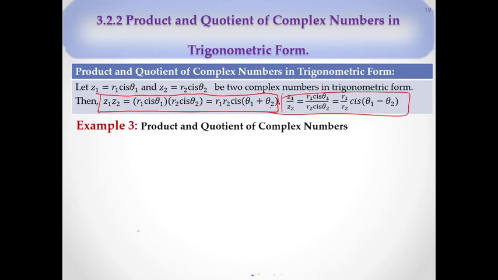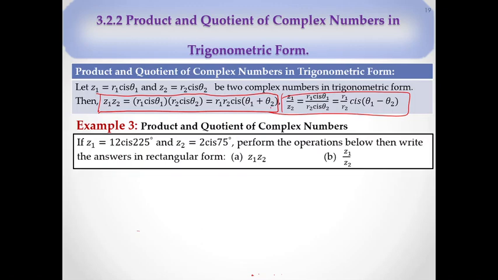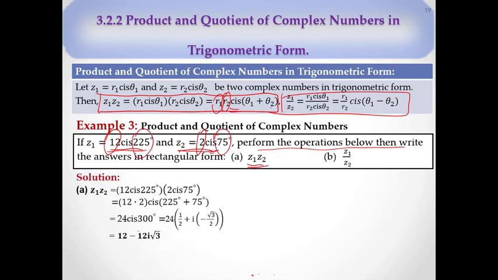Now, let Z1 be this, and let Z2 be this, and let's perform the operations between these complex numbers given in trigonometric form. Z1 times Z2, and what's the formula for it? You multiply these two, R1 times R2, and you say CIS theta 1 plus theta 2. And this is how we do it, by using directly the rule here.